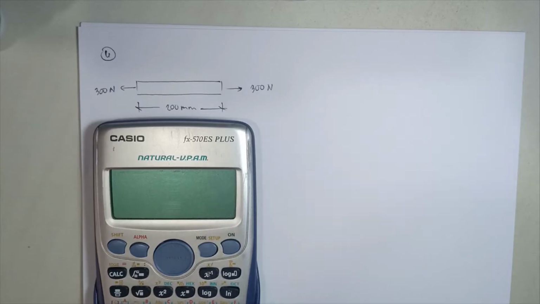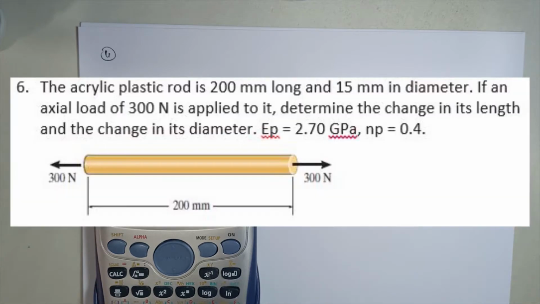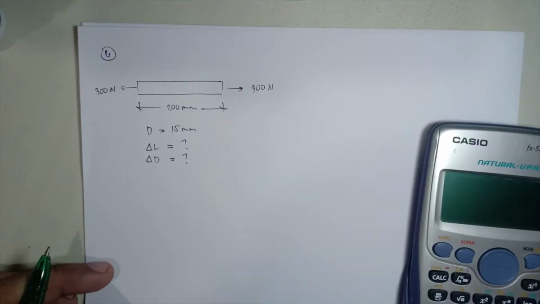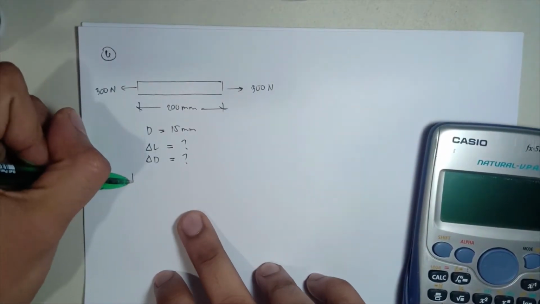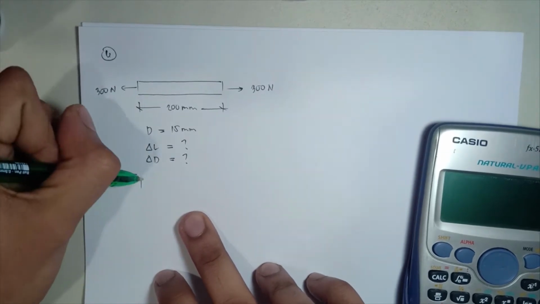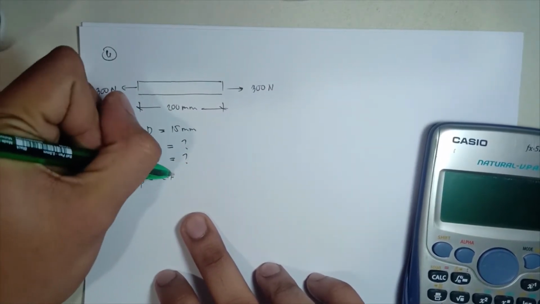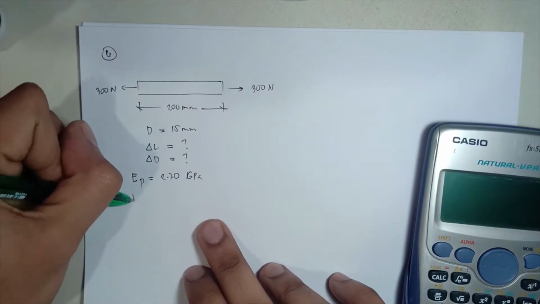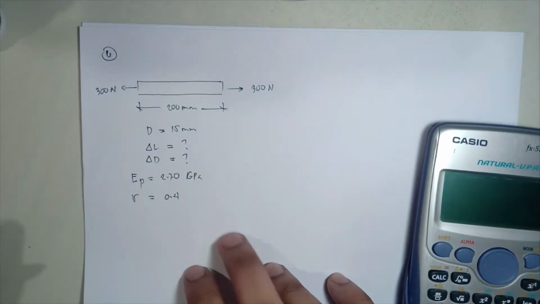So, next problem, guys. Let me read the problem again. The acrylic plastic rod is 200 millimeters long and 15 millimeters in diameter. If an axial load of 300 newtons is applied to it, determine the change in its length and the change in its diameter. So this is the problem. And there is a given modulus of elasticity of the plastic equal to 2.70 gigapascal and a Poisson's ratio of 0.4.